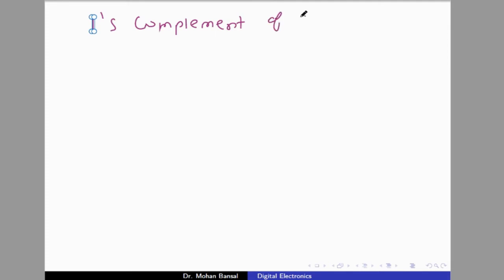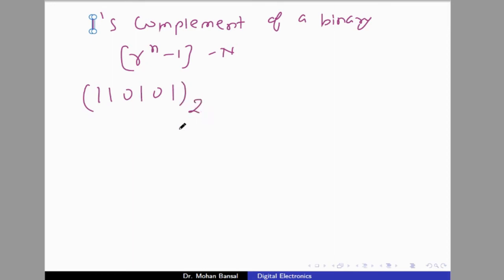For the ones complement of a binary number, we'll use the same formula, that is r to the power n minus 1 minus capital N. Say we have a number like 110101 and we want to take the ones complement of it. For that, we have the information in this problem. Capital N is 110101, r is the base, that is 2, and small n is the number of bits in this number, that is 6.